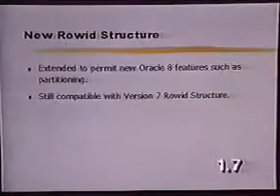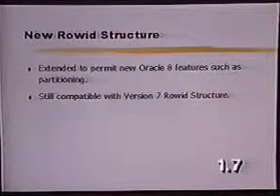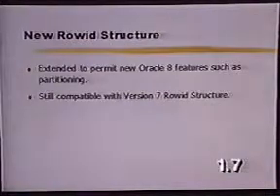Now that Oracle allows us to take a table and partition it into many different tables, let's take a look at some of the features and how they affect the ROWID that we're familiar with. Oracle 8 has extended the features of ROWID to permit taking advantage of the new Oracle 8 features such as partitioning. The ROWID structure that we were familiar with in earlier versions is, however, still compatible.